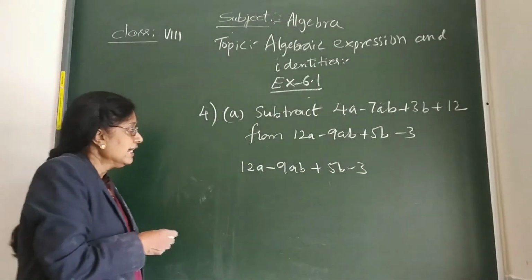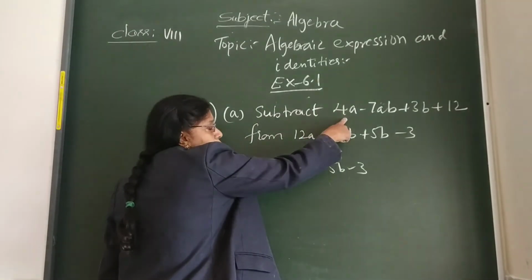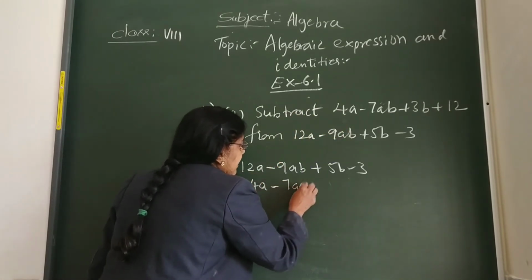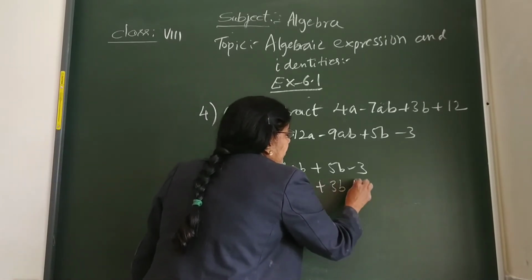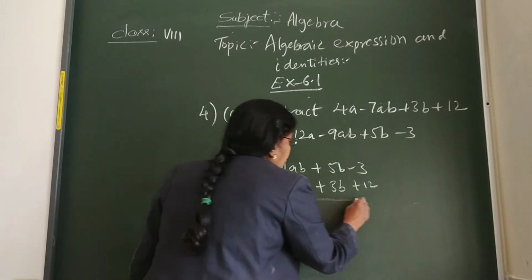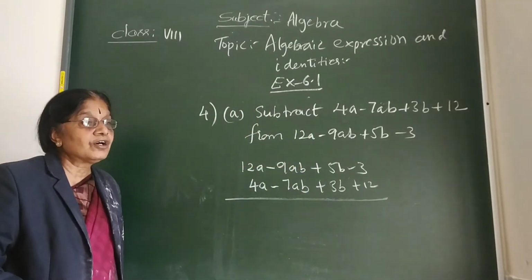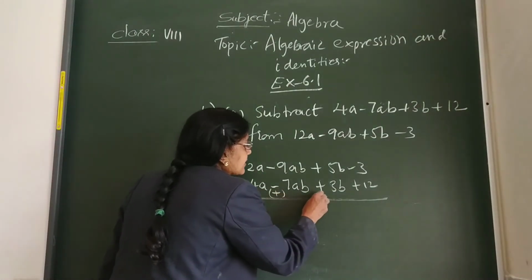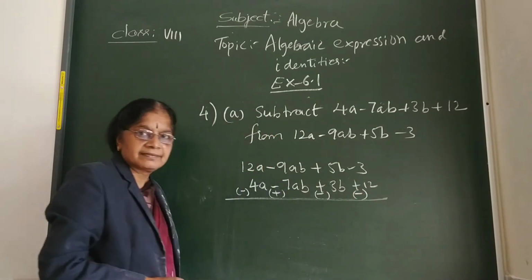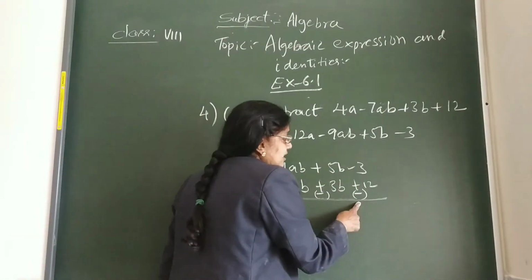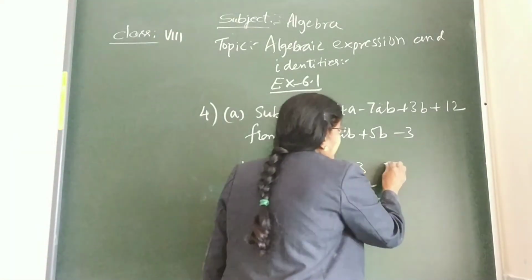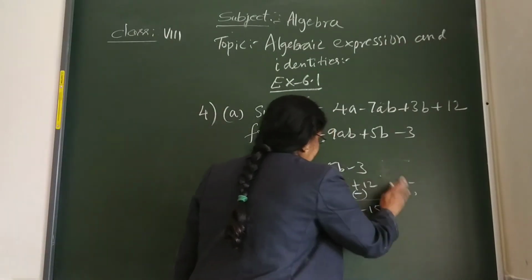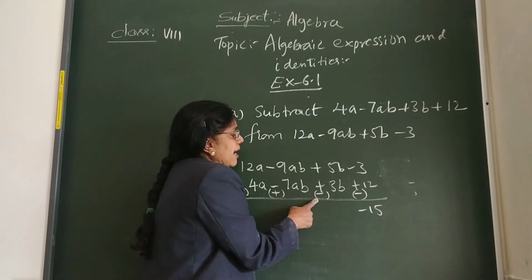So take note how to do it. Next, below that I write down, after the subtract, whatever the polynomial is given. So below will come 4a minus 7ab plus 3b plus 12. Now what do I have to do? I have to change the sign of the second polynomial. Plus will become minus, minus will become plus, plus will become minus, plus will become minus. Now you can see here, minus 3 minus 12, two negative signs, 3 and 12 add, you will get 15. So it became minus 15. Next one, let us see. Plus 5b minus 3b.